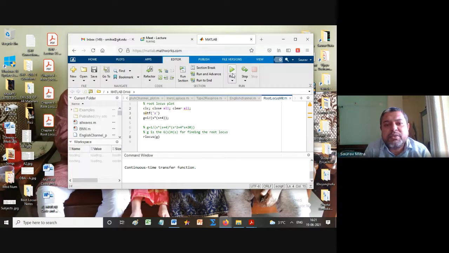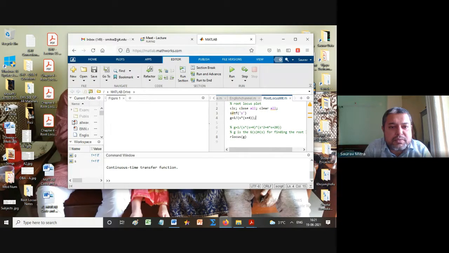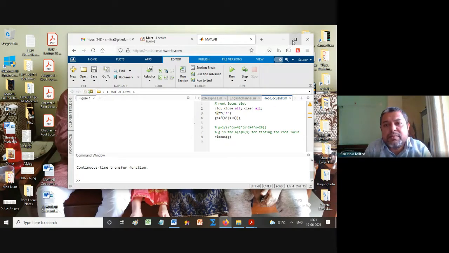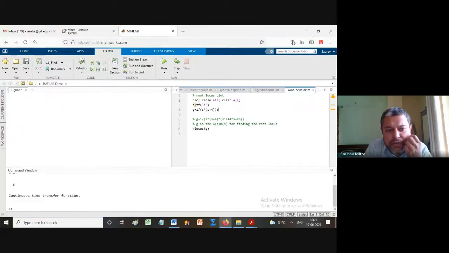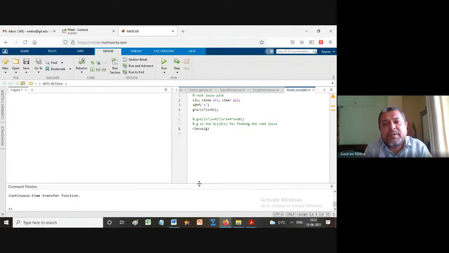So this is just a 3 line code. CLC, close all, clear all, and it is going to show you the root locus. I don't need all this, so I'll make it full screen. If you are not able to visualize it, please let me know. Now it is taking some time to generate the root locus.